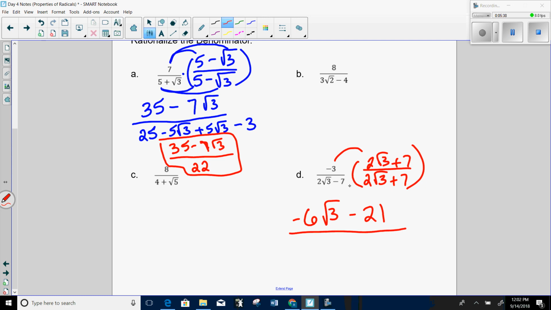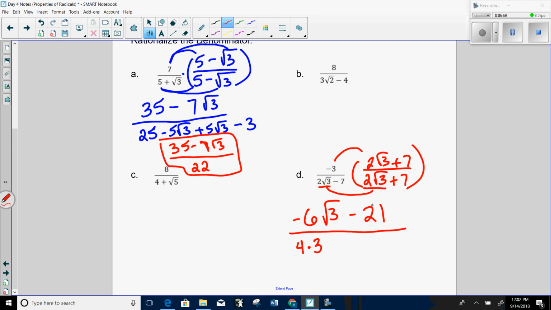Over. Do your multiplication. 2 square root of 3 times 2 square root of 3 would be 2 times 2, which is 4, times the square root of 3 and the square root of 3, because we have this number times this number. So the 2 times 2 is 4. The square root of 3 and the square root of 3 becomes 3. So those two have to get multiplied together.